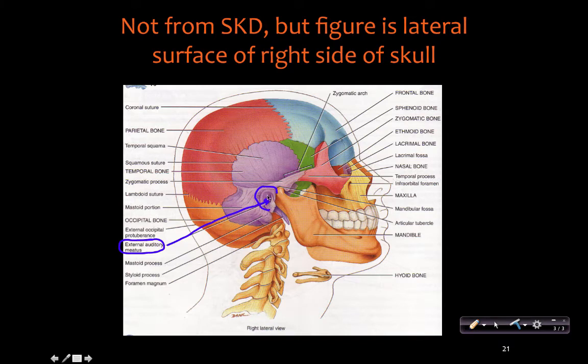And so there's a chunk of bone there. It's got a hole in it. That hole is the external auditory canal, or as they call it, the external auditory meatus. I would prefer to call it external auditory canal. But there it is nonetheless.